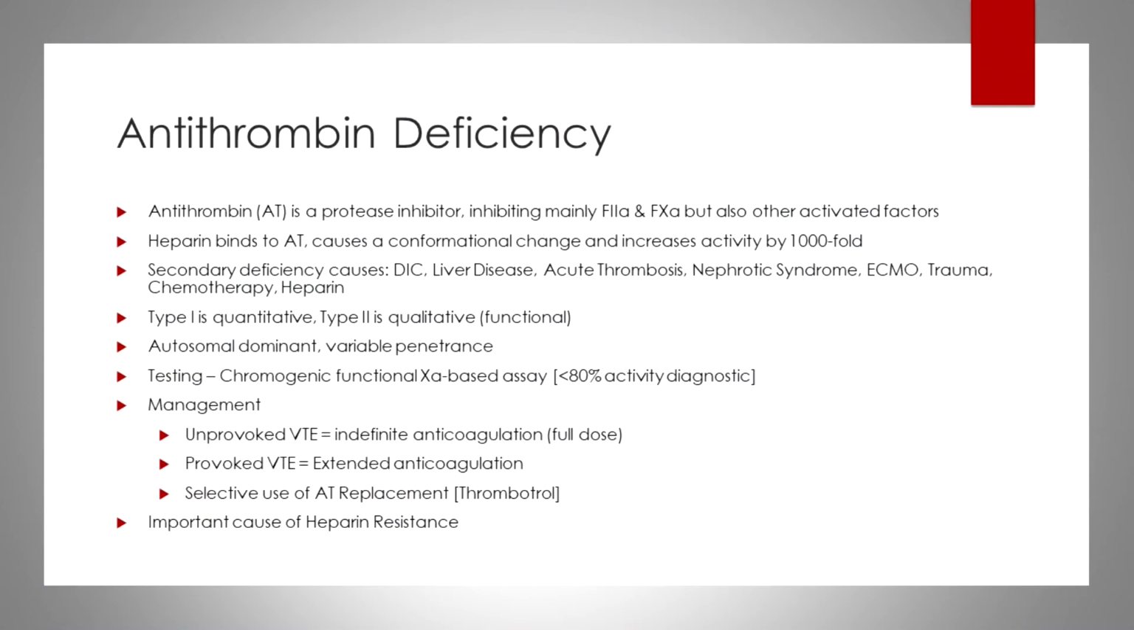So DIC, liver disease, consumption from a large acute thrombosis, nephrotic syndrome, the use of extracorporeal membrane oxygenation or ECMO in an ICU setting, severe trauma, chemotherapy, and heparin itself. These can all reduce antithrombin levels and are not primary causes. Again, it's autosomal dominant, there's variable penetrance, and type 1 is quantitative, type 2 is qualitative or functional.